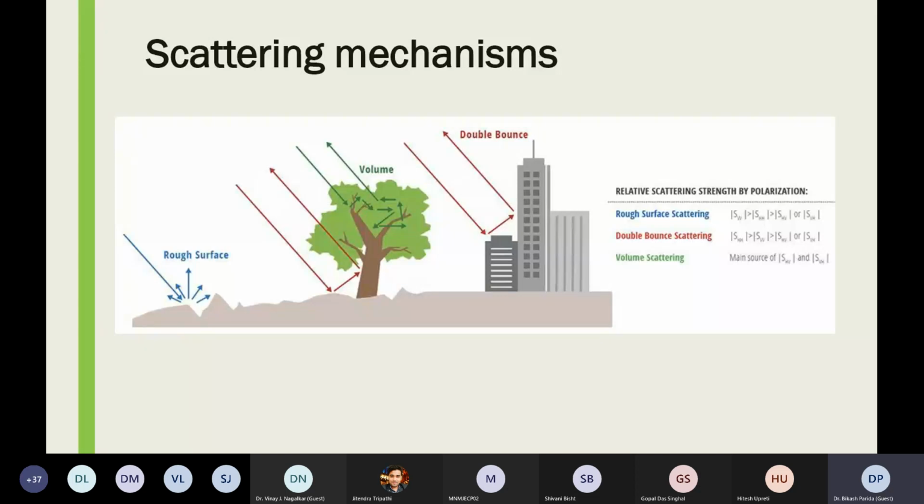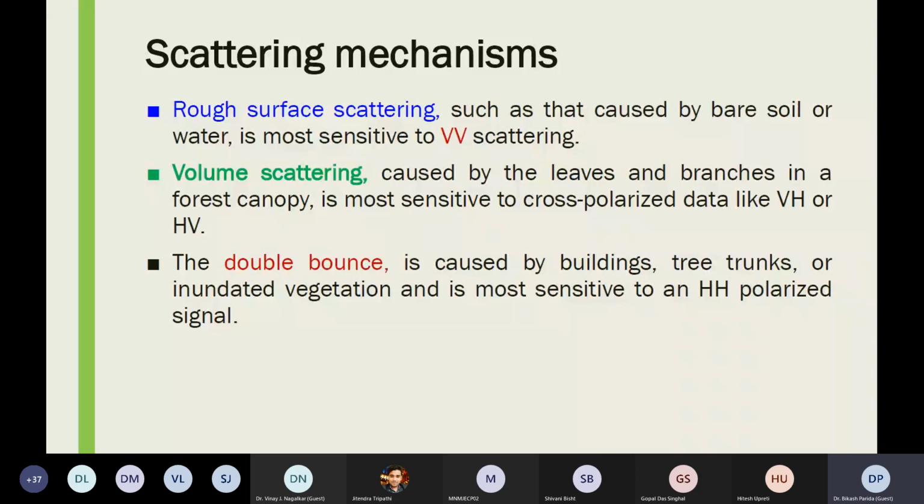And then from the forest areas and agriculture areas, it's volume scattering. And then from bare soil and the water part, it is the rough surface scattering. Okay, so as I told you, the rough surface scattering is mostly from that part, bare soil and areas related to water.